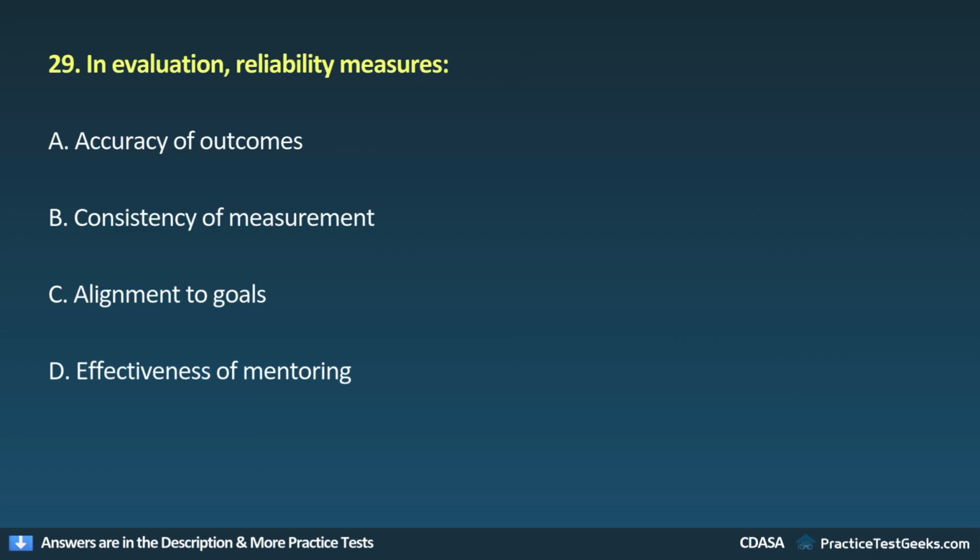29. In evaluation, reliability measures: A. Accuracy of outcomes. B. Consistency of measurement. C. Alignment to goals. D. Effectiveness of mentoring.